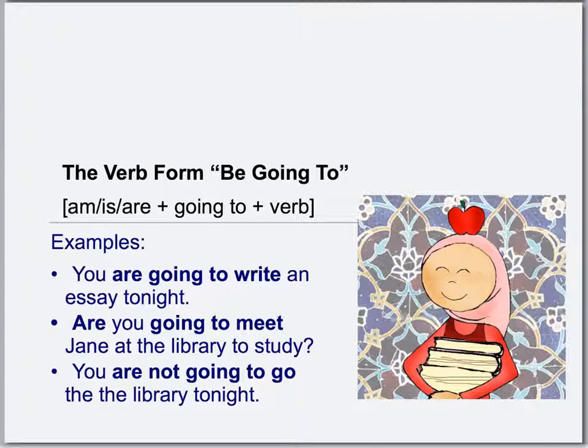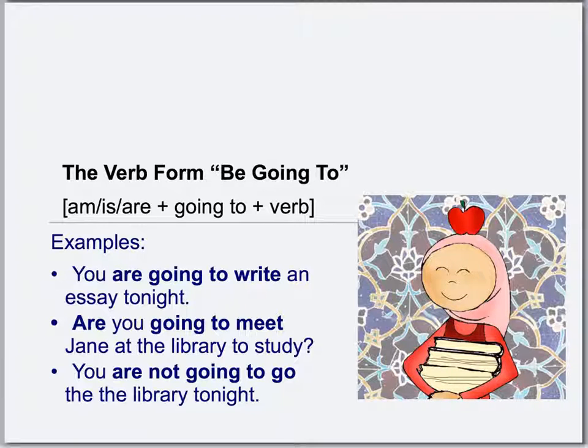The verb form be going to. The verb form be going to is constructed using either am, is, or are, plus going to, plus a verb. For example, you are going to write an essay tonight. Are plus going to, accompanied by the verb write, is a form of the verb form be going to.